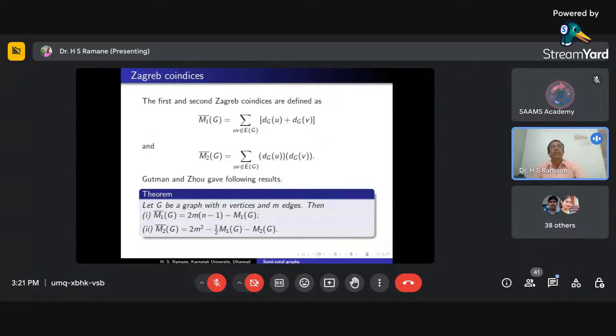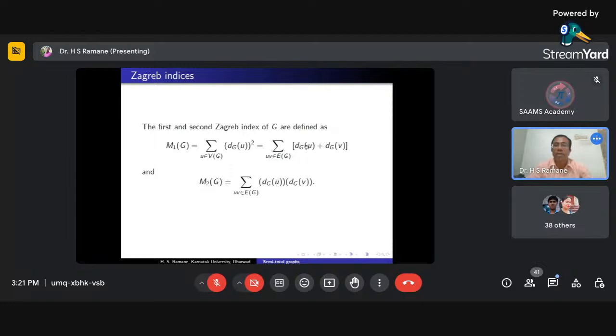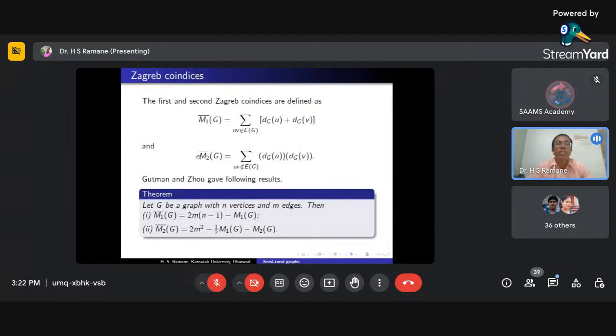Now, co-indices. Co-indices means taking the summation over non-adjacent pairs. M1 bar is the summation of degree of u plus degree of v, where u and v are not adjacent. In the Zagreb index, we take adjacency: u and v must be adjacent, then only we can write this summation. In the co-index, we take that they are not adjacent, meaning the edge uv is not there. Similarly, the second Zagreb co-index is degree of u into degree of v, where u and v are not adjacent points.